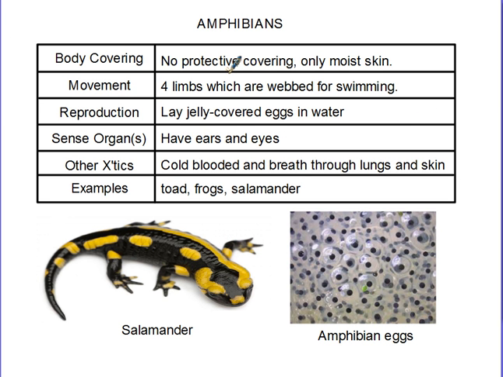Now, amphibians have no protective body covering, only moist skin. So amphibians are usually found closer to water bodies. The reason is because when they get dehydrated, they just fall back into the water to rehydrate themselves. Now, they have four limbs that are webbed for swimming. Their legs have these webs in between them for swimming.